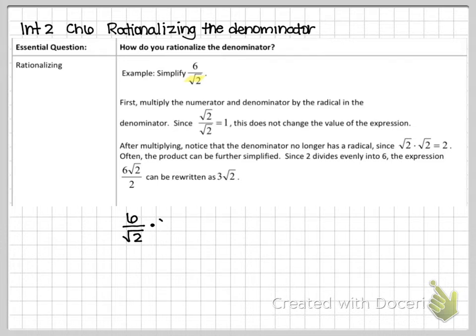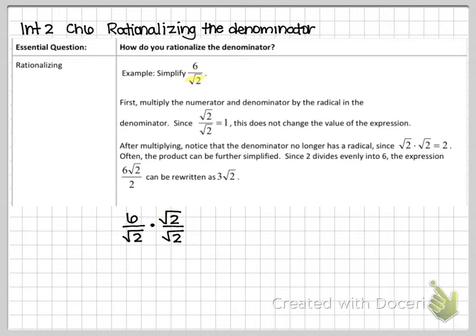So we're going to multiply the top and the bottom of the fraction by the square root of 2, which is okay. If you take a look at this whole big square root of 2 over the square root of 2, it is just 1. And you guys know that we can multiply by 1. It doesn't change the value of something. So I'm just making the 1 look a very specific way.